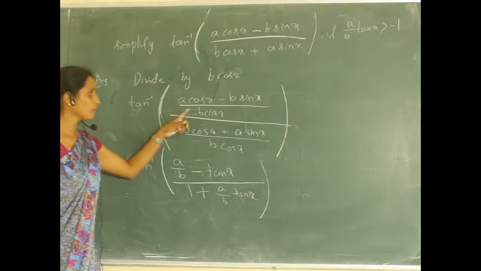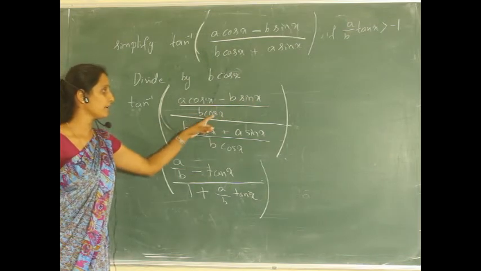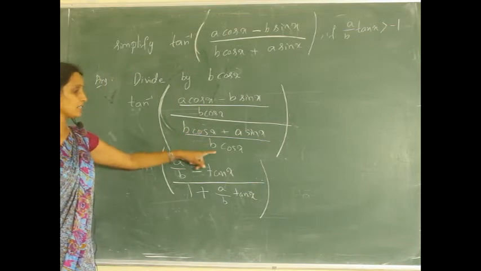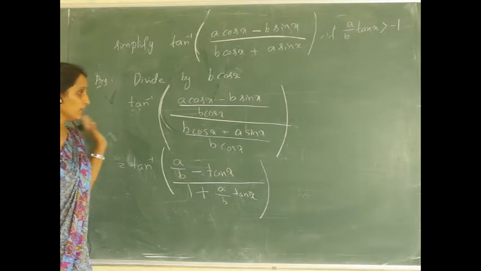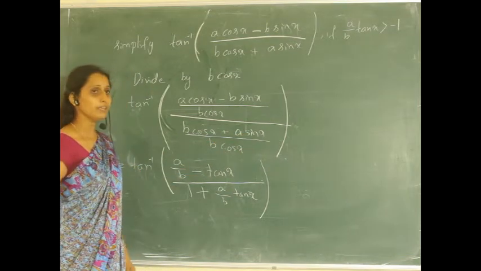So here the remaining cos x cancels, A by B minus sin x by cos x is A by B minus tan x, B cancels, and B cos x by B cos x is 1, then A by B remains with sin x by cos x, which is tan x.